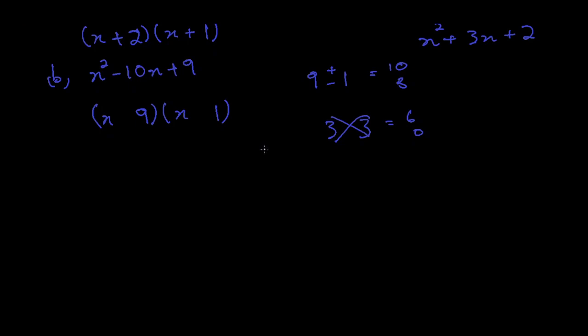Listen carefully. When you get your trinomial, then the sign of the middle term, if it's a negative, and then the sign of the last term is a positive, it simply means that both these brackets will get a negative sign, meaning this becomes a negative, this also becomes a negative.